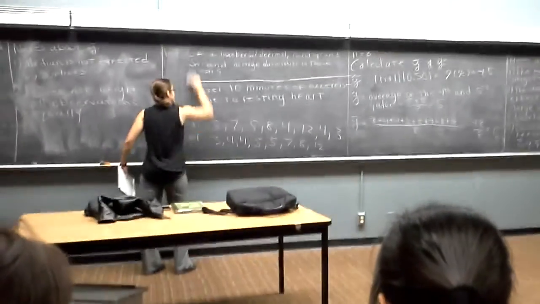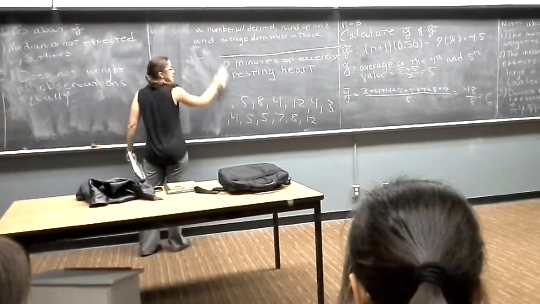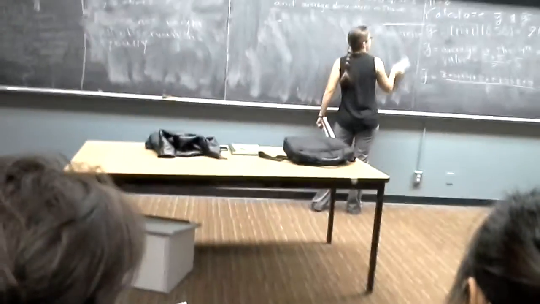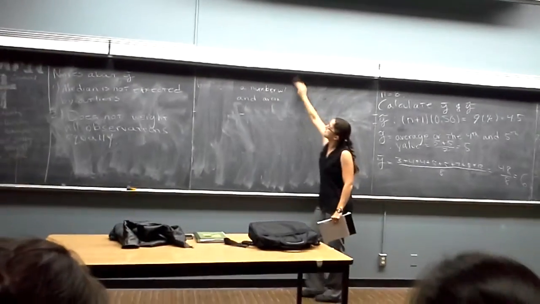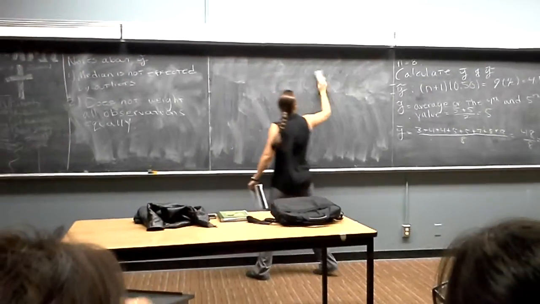So now I have a question. Do the values for the mean and the median have to be in your data set? So true or false? The value for the median must be in your data set. No. In fact, it doesn't even need to be a realistic number.